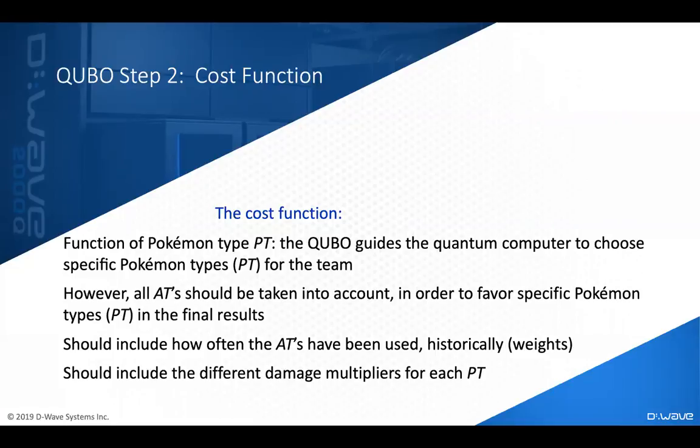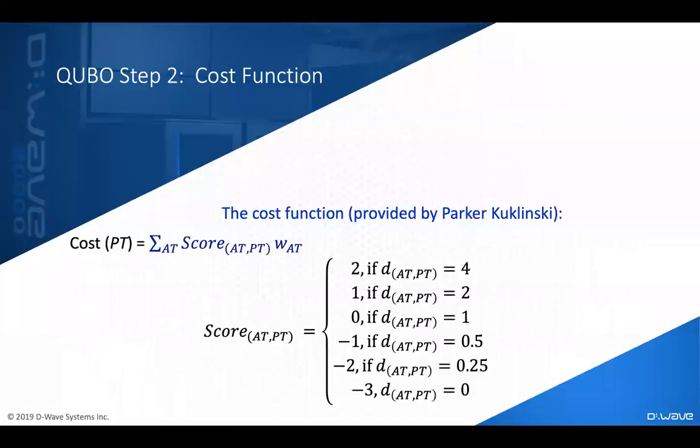But the QUBO should depend on all of the Pokemon types, since they're all possible. But also you have to include all the attack types, because some are likely to cause damage, others are not. We also included a little bit about the historical use of the attack types against the Pokemon types. And of course, it should depend on the different damage multipliers.